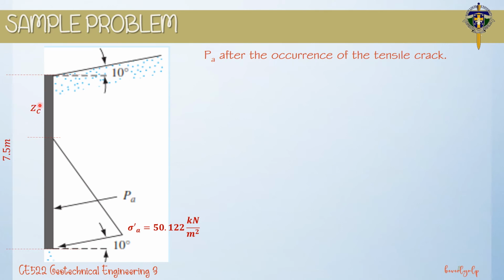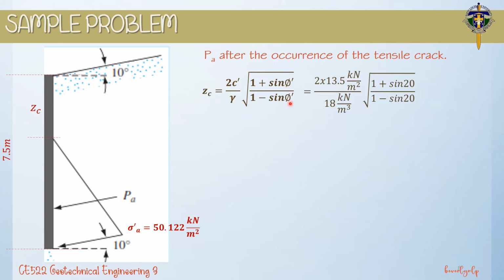So we would be needing this distance, this z sub c, and we can determine this distance with the following equation. So that is 2c divided by the unit weight, the quantity multiplied by 1 plus sine angle of friction divided by 1 minus sine angle of friction. So since all these parameters are known, we can directly substitute this. So that becomes 2 times 13.5 divided by 18 multiplied by the quantity 1 plus sine, the angle of friction is 20 degrees, divided by 1 minus sine 20.